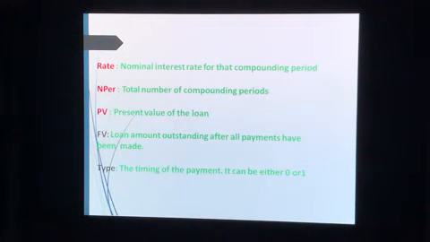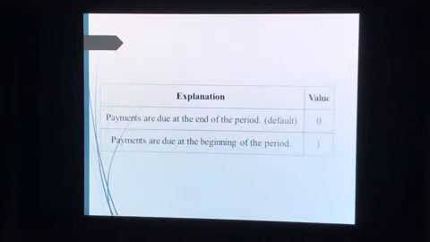Then we need the present value of the loan. FV is the loan amount outstanding after all payments have been made. It must be zero. Lastly, we need to specify whether it is an ordinary annuity or an annuity due. Why do we need this? We need to decide whether the first payment will have either a 0 value or a 1 value.